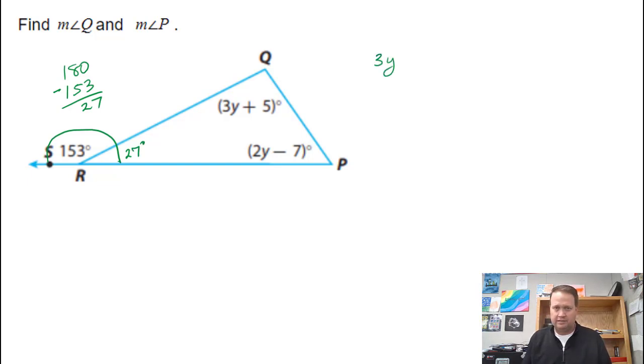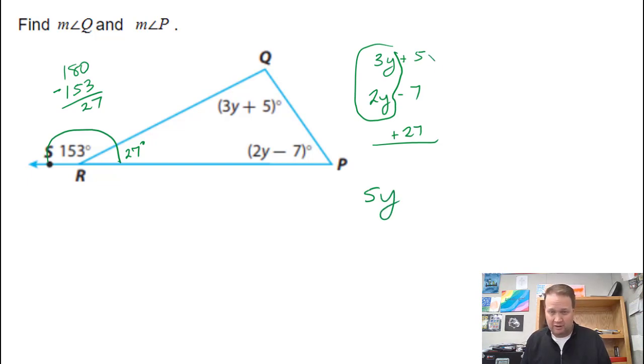We're going to get 3y plus 5. We're going to get 2y minus 7, and then this one over here is 27 degrees. We're going to add them up. So this right here, those are like terms, that's 5y. And then 27, I'm going to go add those up. Those are the positive. That's 32. Take away 7 is plus 25. So 5y plus 25, those are the three angles, and we know the three angles in a triangle add up to 180 degrees.